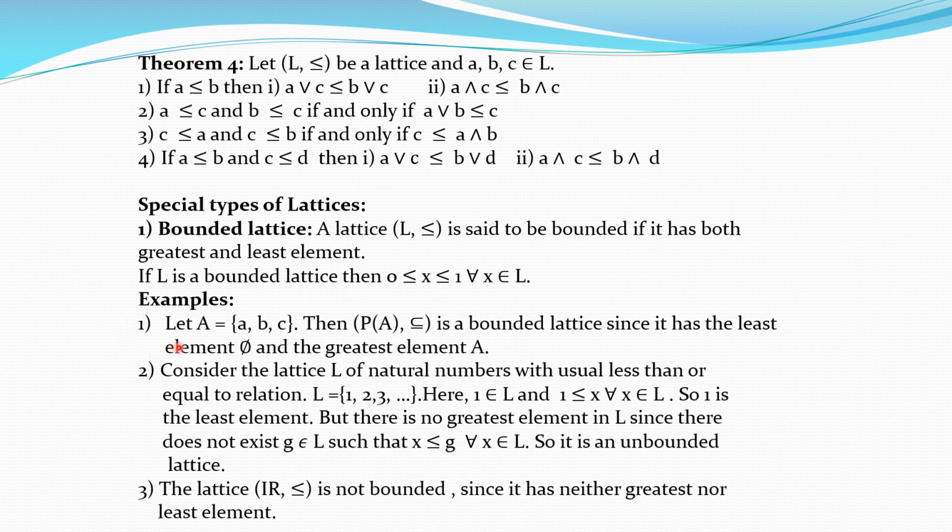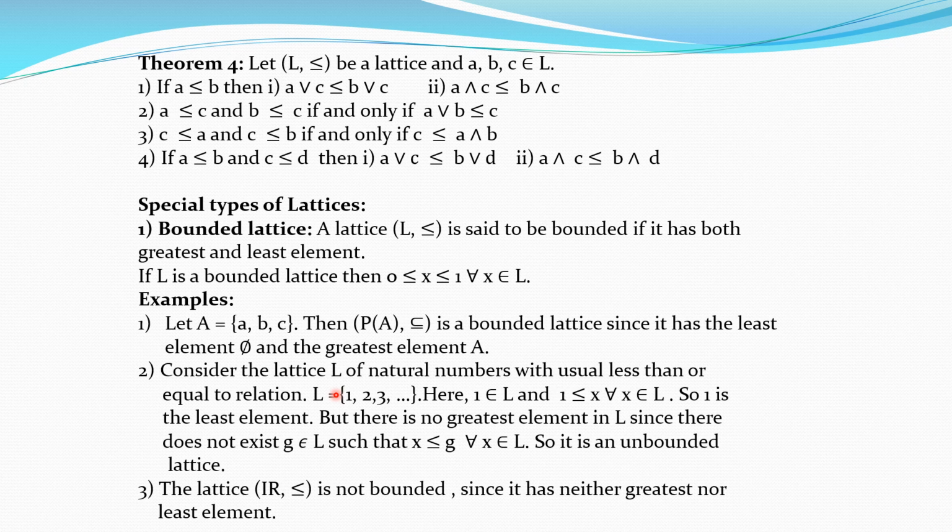Now A equal to {a, b, c}, then P(A) with subset relation is a bounded lattice since it has the least element phi and the greatest element A. So already we have shown this as a lattice. So from the Hasse diagram, it is easily observed that phi is the least element and A is the greatest element. So P(A) with subset is a bounded lattice.